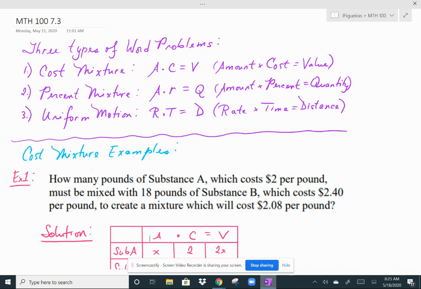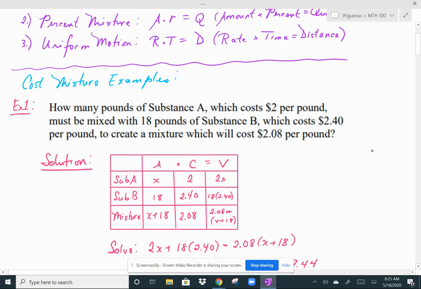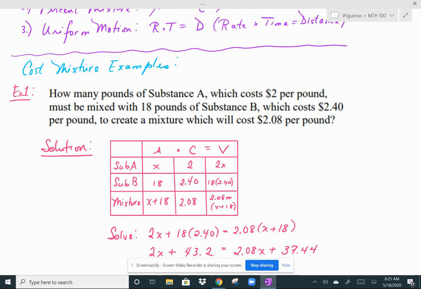So let's start with the cost mixture word problems. With cost mixture word problems, we'll be mixing ingredients to come up with a new mixed ingredient, such as mixed nuts or different blends of coffee. So let's start with the first example.